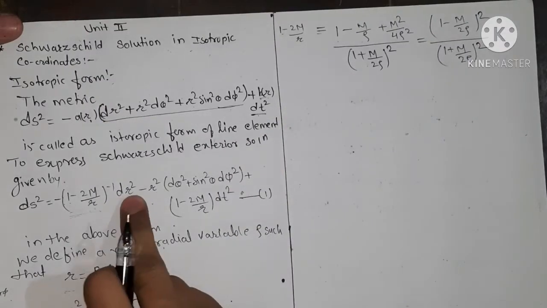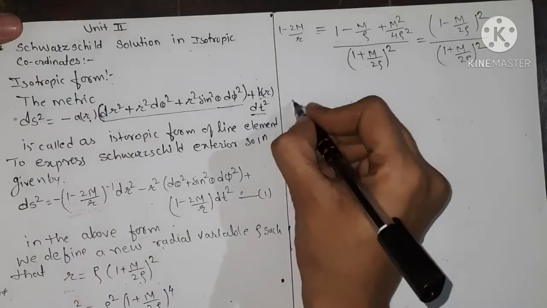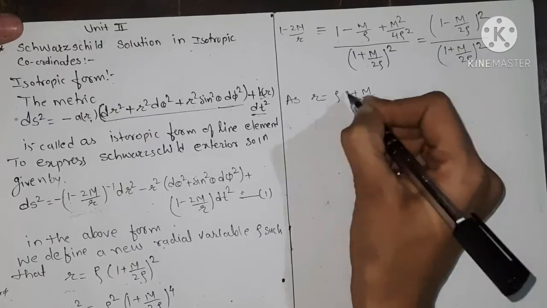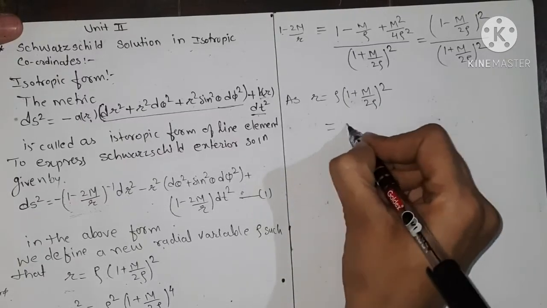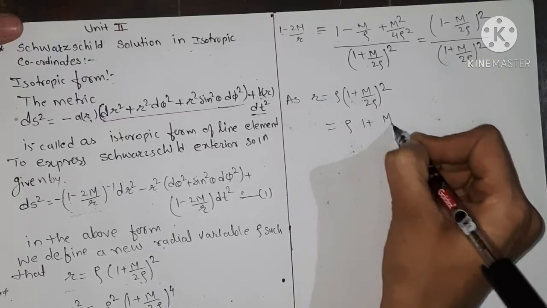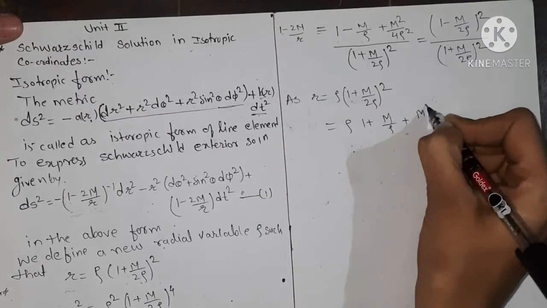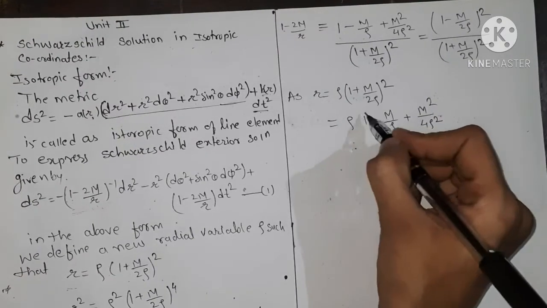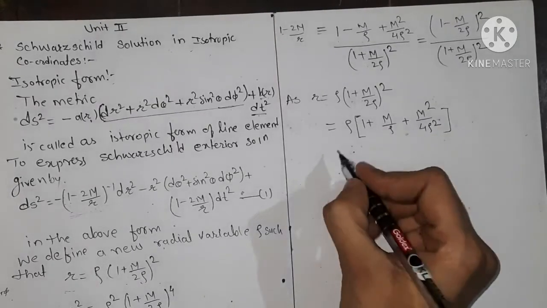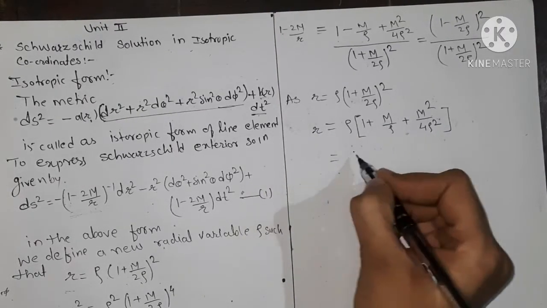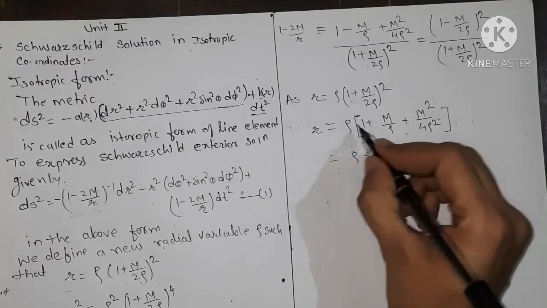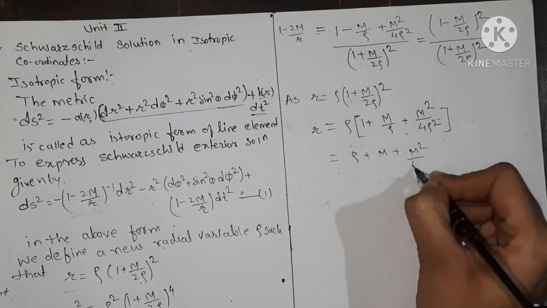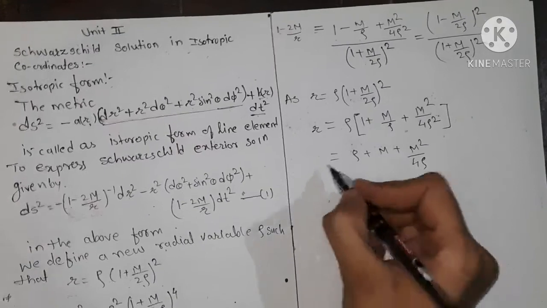Also we have to calculate dr. So to calculate dr, as r equals rho times 1 plus m upon twice rho whole square, opening this bracket, rho times 1 plus m upon rho plus m square upon 4 rho square. Multiplying this bracket by rho, r equals rho plus m plus m square upon 4 rho. This r is equal to this.